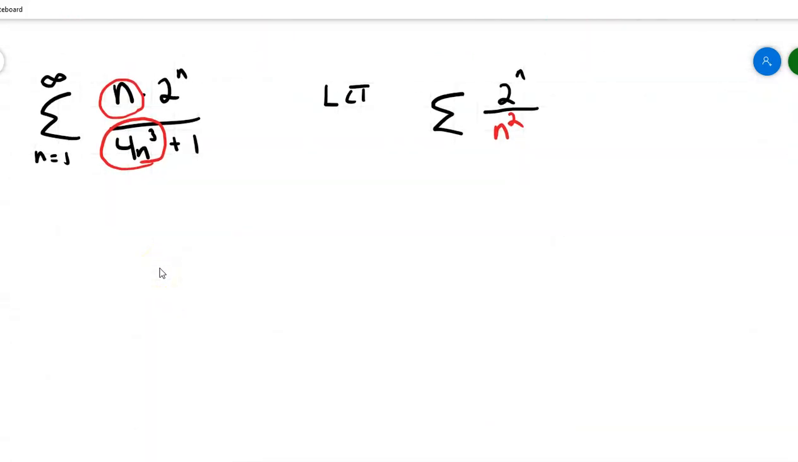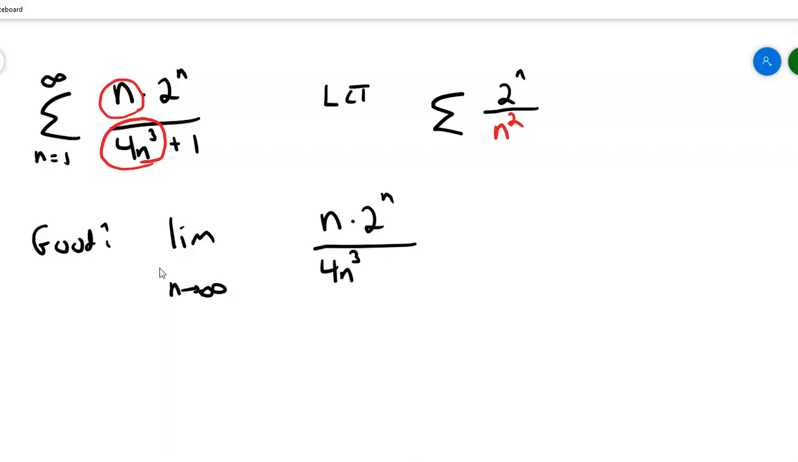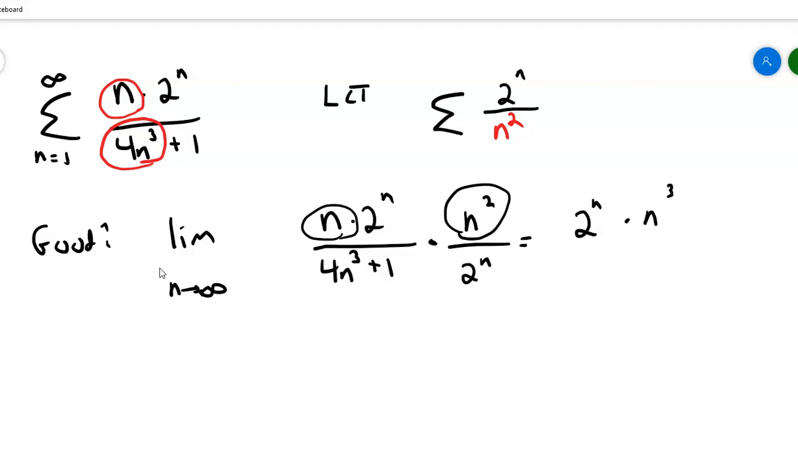All right, is this a good comparison? Let's find out. Let's take the limit as n approaches infinity of one function divided by the other function. So I'm going to start with my n times 2 to the n over 4n to the third plus 1, and I'm going to multiply it by the reciprocal of the function I'm trying to test. If it helps you to clean this up a little bit, let's leave our 2 to the n. Here I've got an n. Here I've got an n squared. n times n squared is n to the third. And then on the bottom, I've got a 2 to the n and a 4n to the third plus 1.